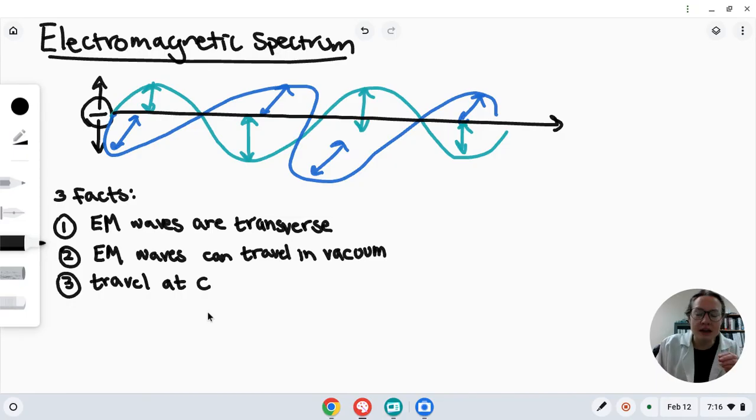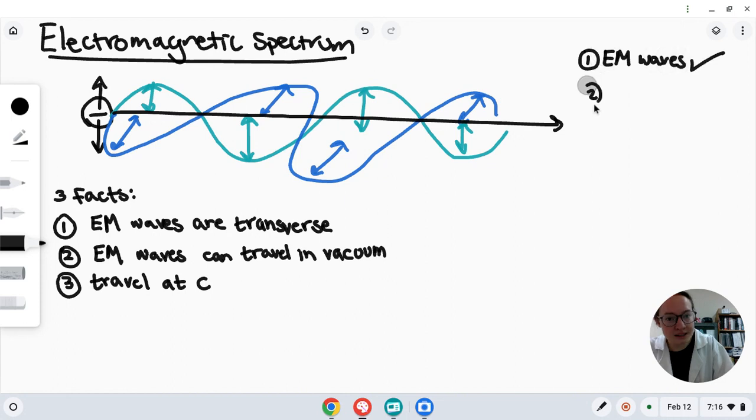Now, we've covered a little bit about electromagnetic waves. You see what they look like, and you see the 3 facts about them. We have 3 items on our agenda for today. The first item is to talk about what an electromagnetic wave is, and we've done that. Huzzah! The second item is to talk about polarization. Polarization. Yeah. And the third item is to talk about the electromagnetic spectrum.